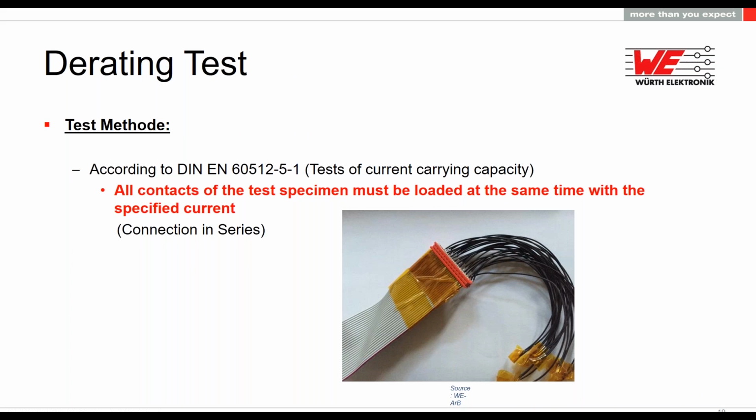To do the derating measurement, there are some requirements from DIN or EN normatives for the test of current carrying capacity. It says that for the test, all contacts of the test specimen must be loaded at the same time with the specified current. So this is why you do a serial connection of all the contacts. Of course, it's also defined what size of wire you have to take for what current, and the wires are defined for 20 centimeters length.